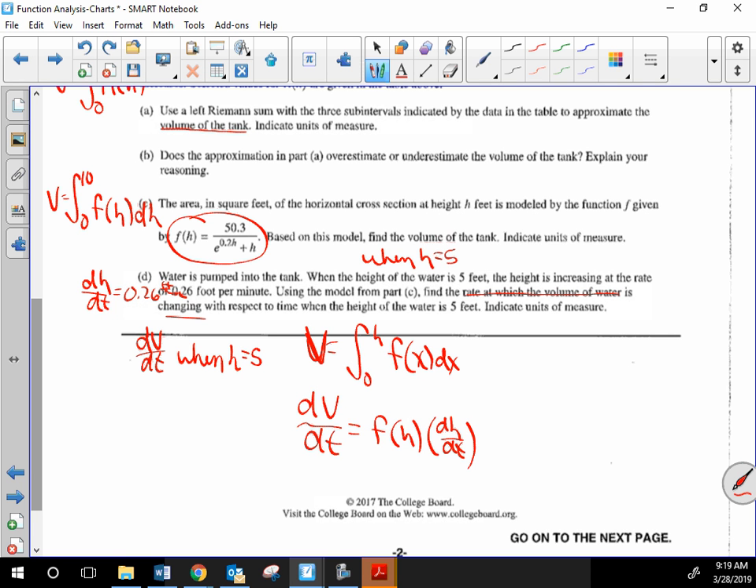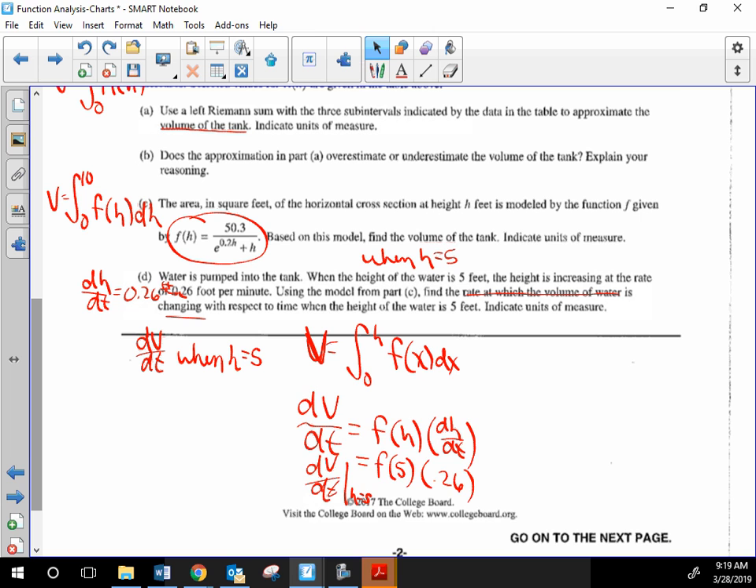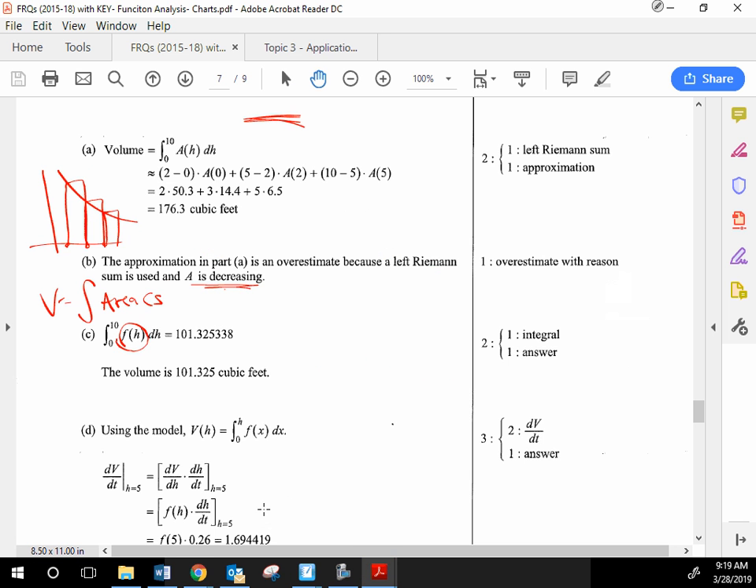So now we want dV/dt when h equals 5. We're going to find dV/dt specifically when h is 5. And then for dh/dt, they told us that our height is increasing at a rate of 0.26. So we just multiply by 0.26. And that's what you're punching into your calculator.